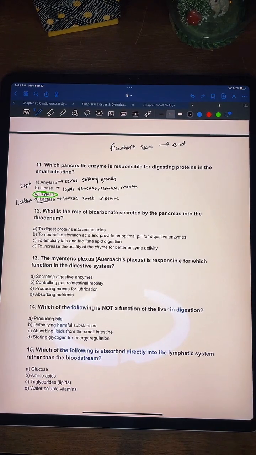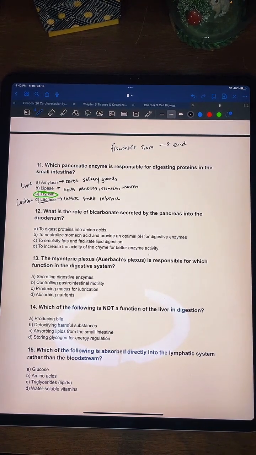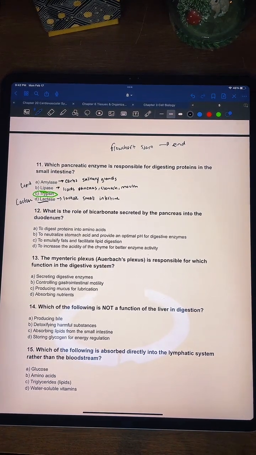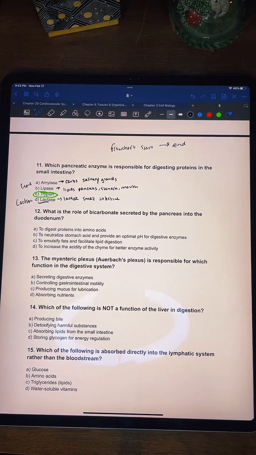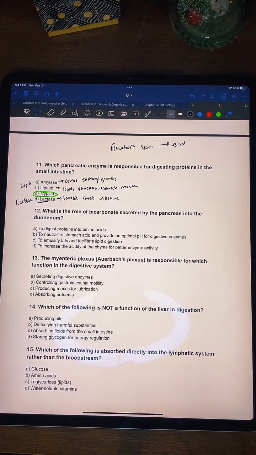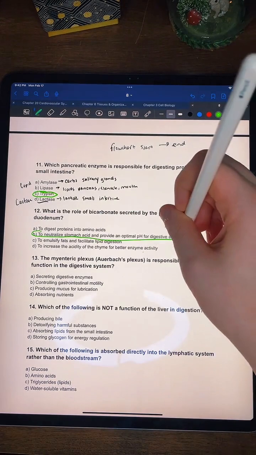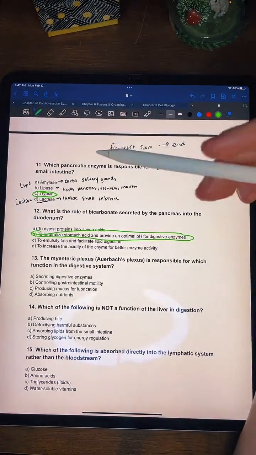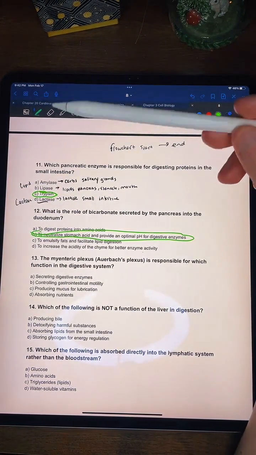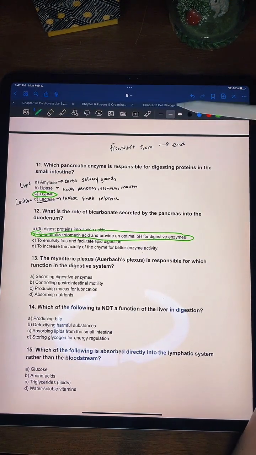What is the role of the bicarbonate that is secreted by the pancreas into the duodenum? B. Yes. Great. Fantastic, guys. You guys know your stuff. Alrighty, so we'll move on here since we got that all right. Here to number 13.